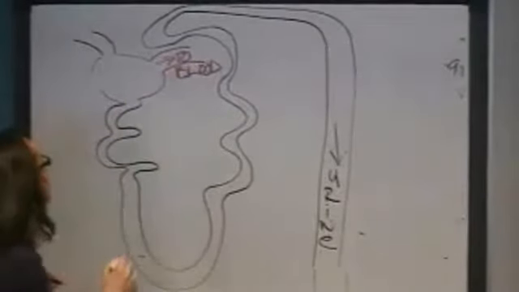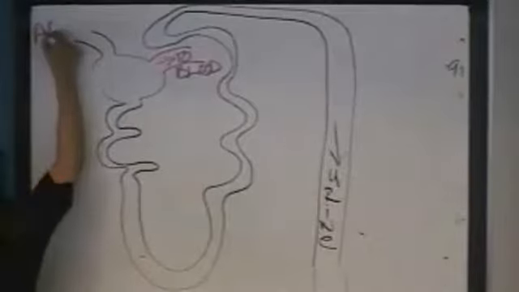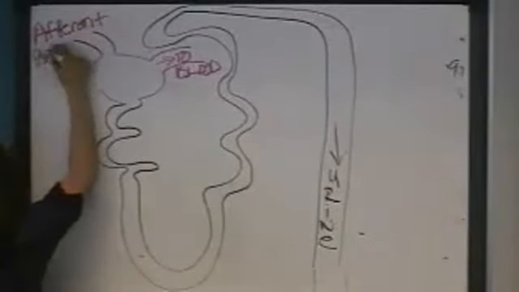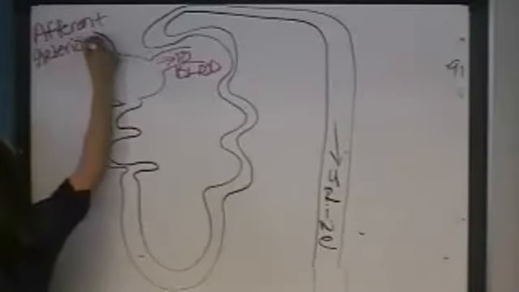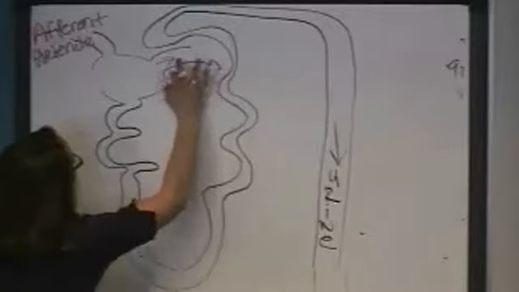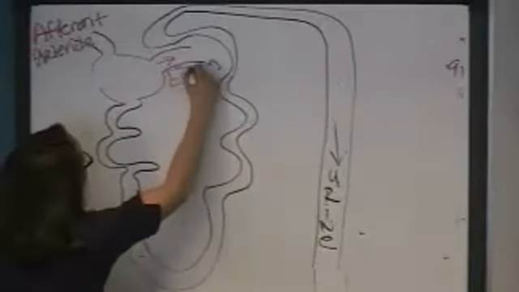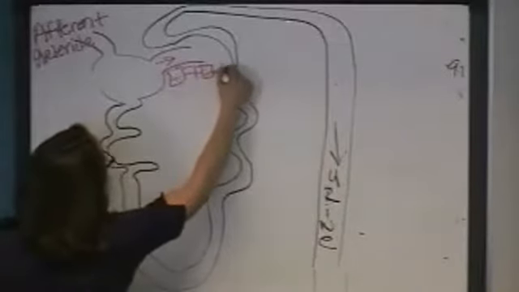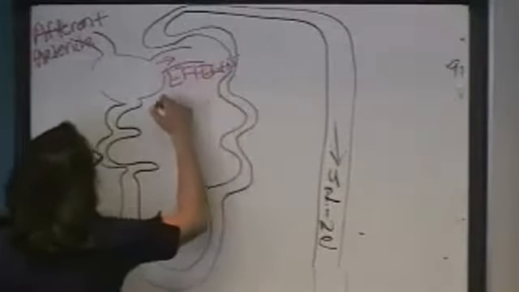These blood vessels are called afferent arterial. This one is called efferent. Sorry, arterial.